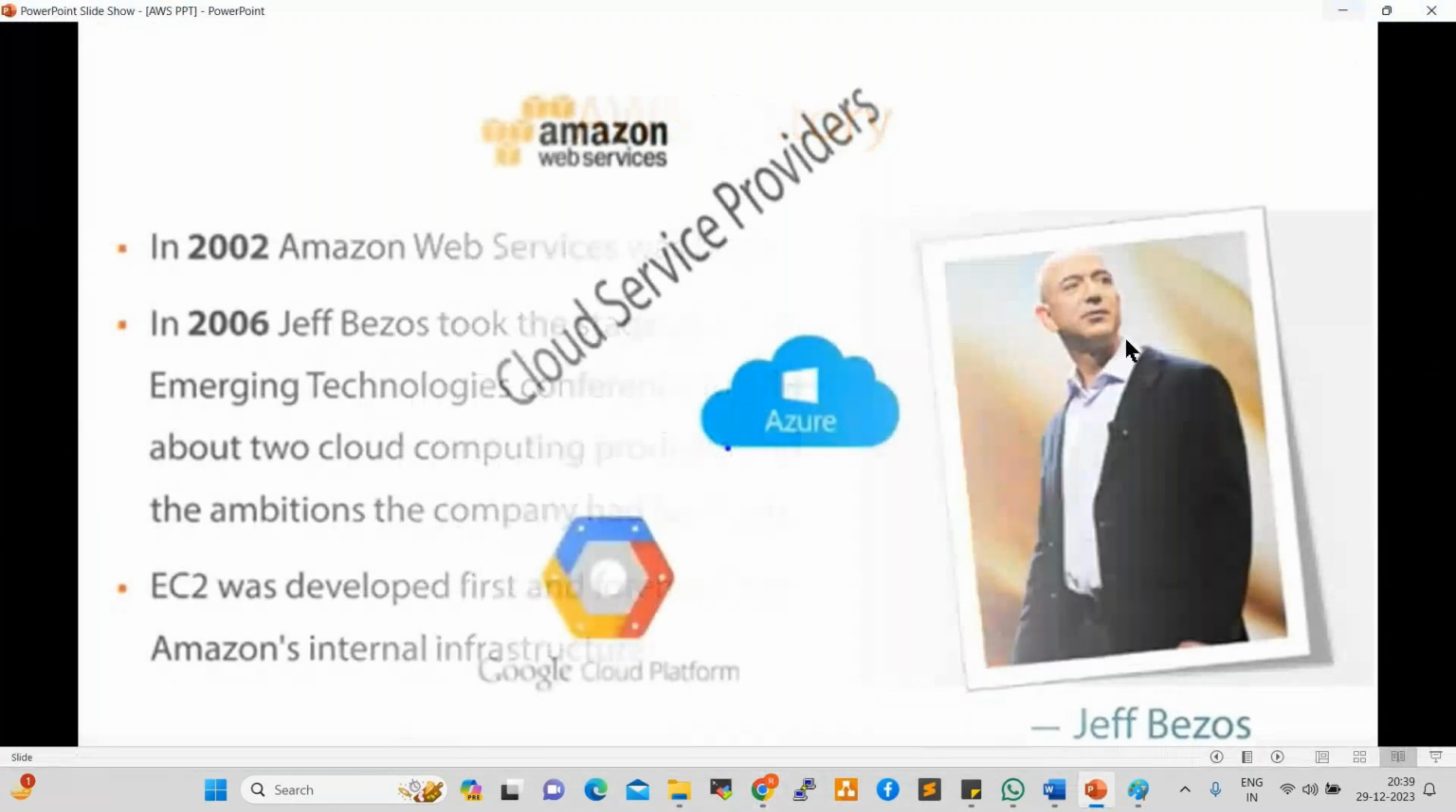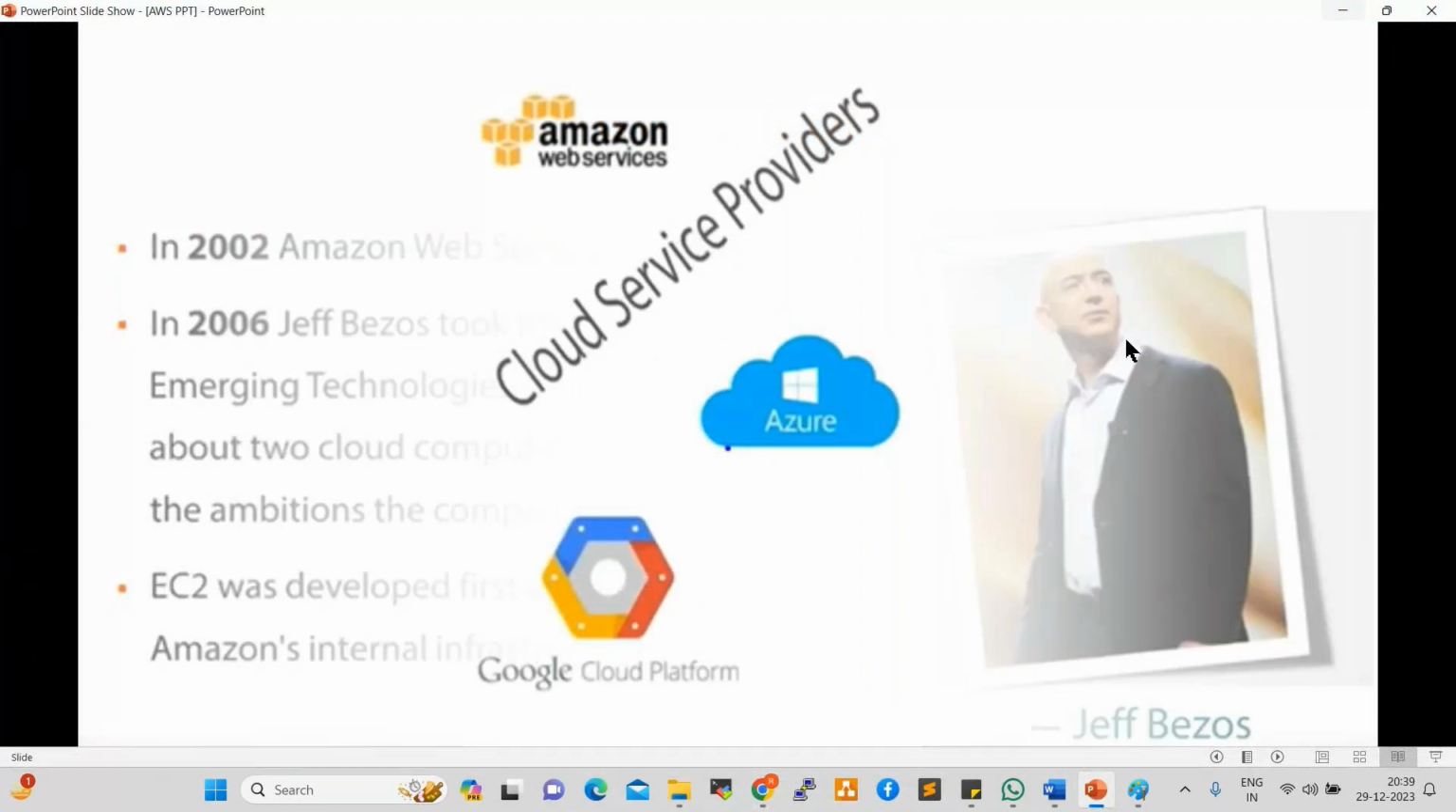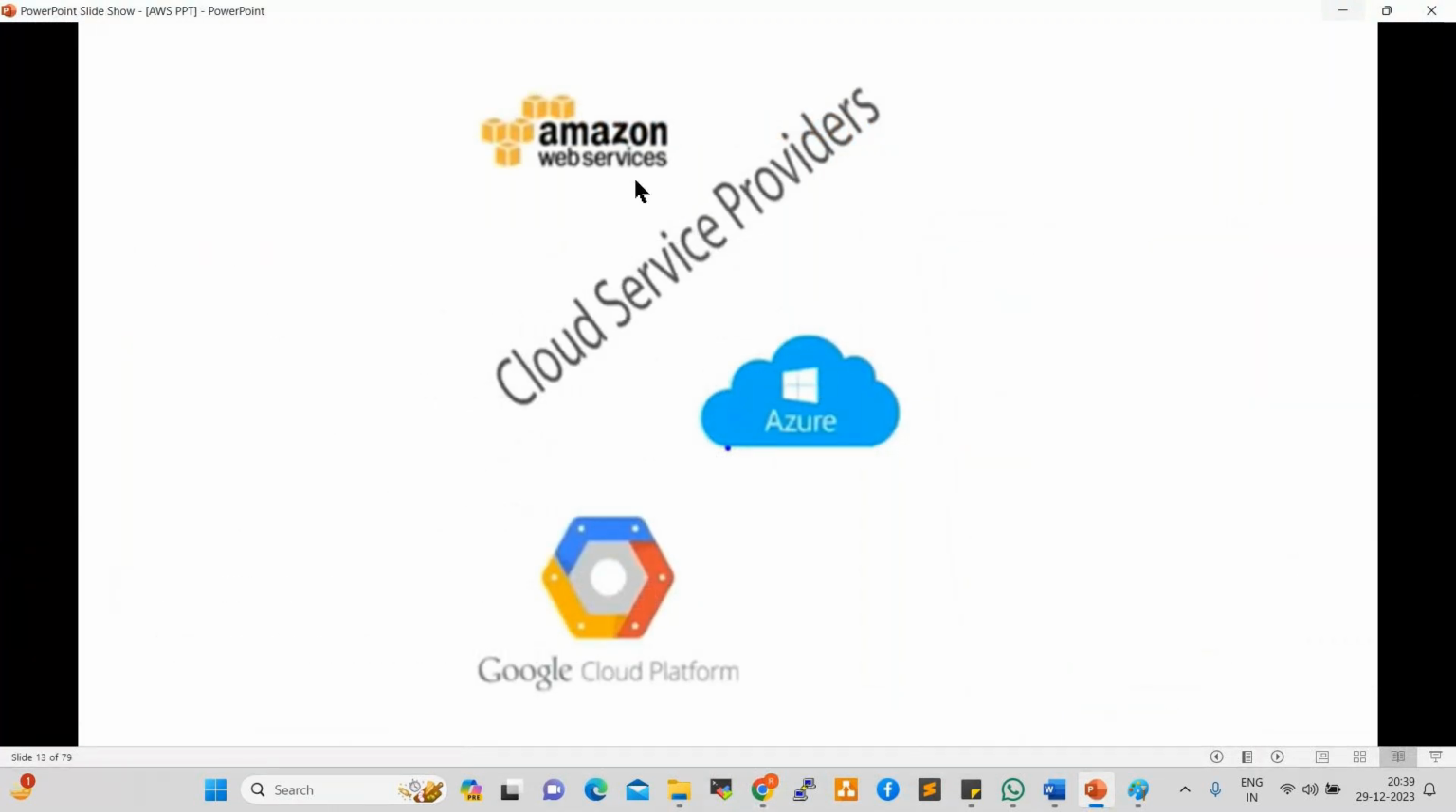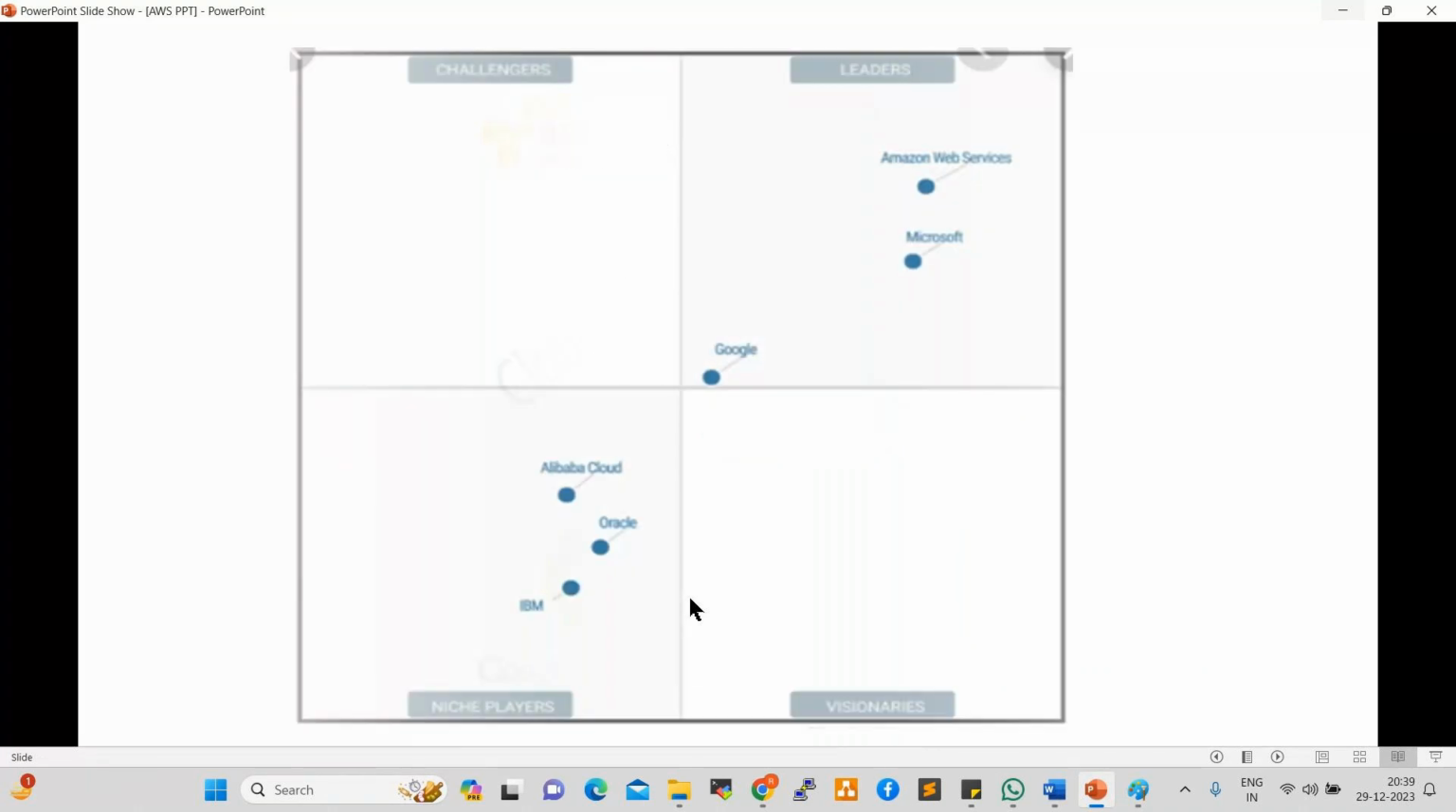See here, these are the topmost clouds: AWS, Azure, and Google Cloud. AWS is in first place, Azure is in second place, Google Cloud is in third place. These are the quadrants. In the last quadrant, Amazon Web Services is in first place, Microsoft Azure is in second place, Google is in third place. These are all small players: Alibaba Cloud, Oracle Cloud, IBM Cloud. So many clouds are there, right? Currently AWS is in first place.